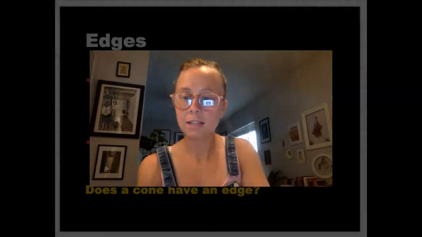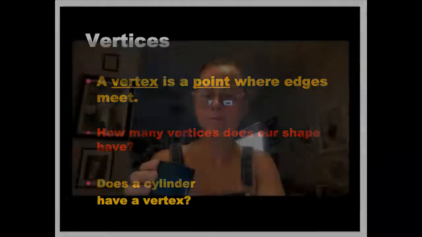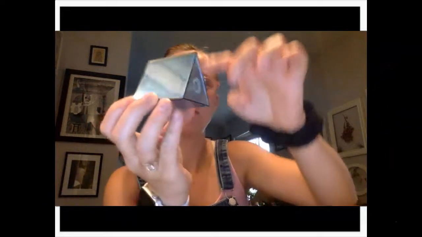All right. Lastly, let's talk about vertices. A vertex is a point where edges meet. So how many vertices does this triangular prism have? Let's look. So it's these points, right? So 1, 2, 3, 4, 5, 6. Did I miss any? I don't think so. There are 6 vertices on this shape.